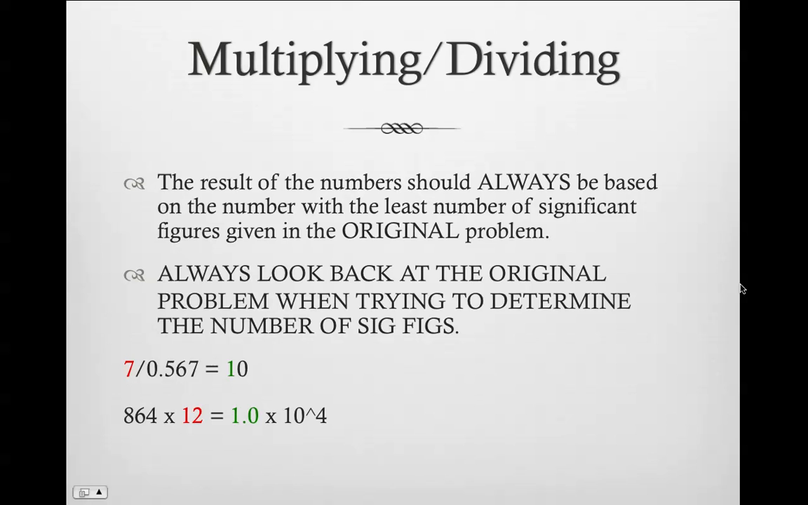Since 7 only has one significant figure, the resulting answer should only have one significant figure, which it does in the number 10. And 864 times 12 equals 1.0 times 10 to the 4th. Since 12 has two significant figures, the resulting answer should only have two significant figures, which it does in the case of 1.0.